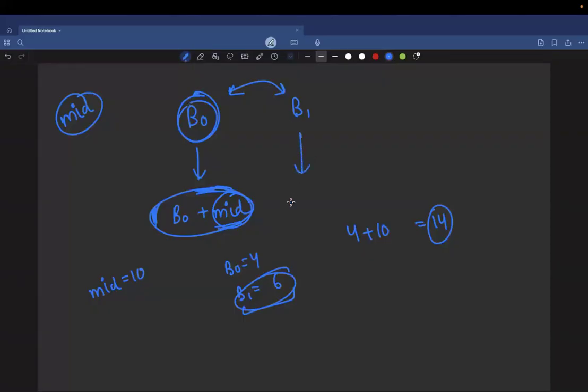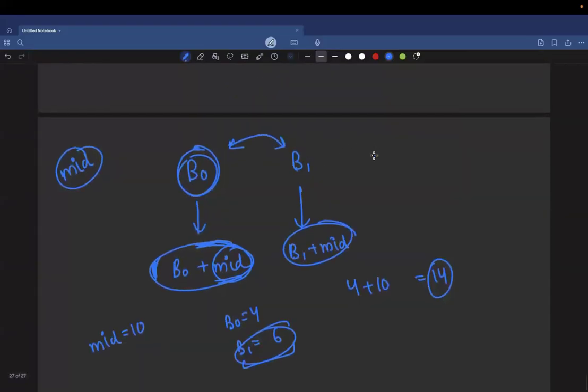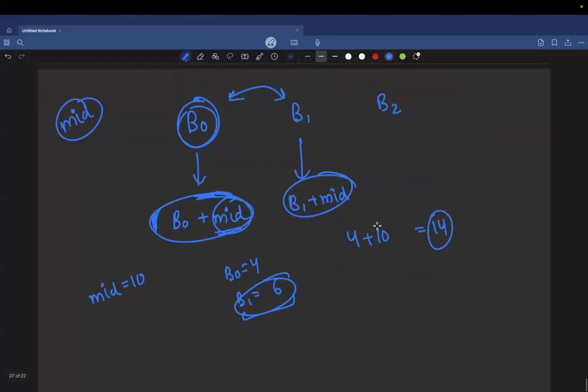You can always just say that, hey, I will make B1 plus mid as well, so that B1 would also get closer to B2, right? In this way, if you are adding 10 to the current guy and making it so large, you are actually making it possible for the next guy to become as large as well.